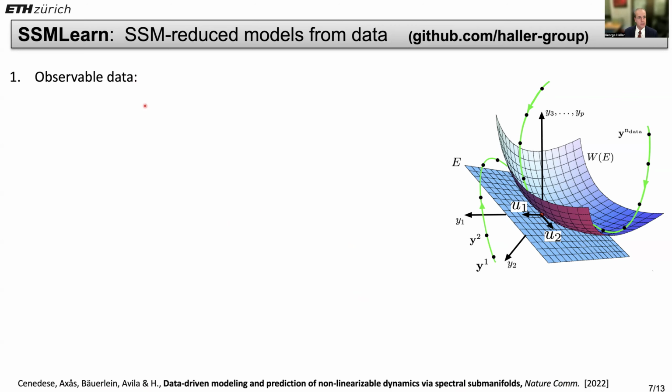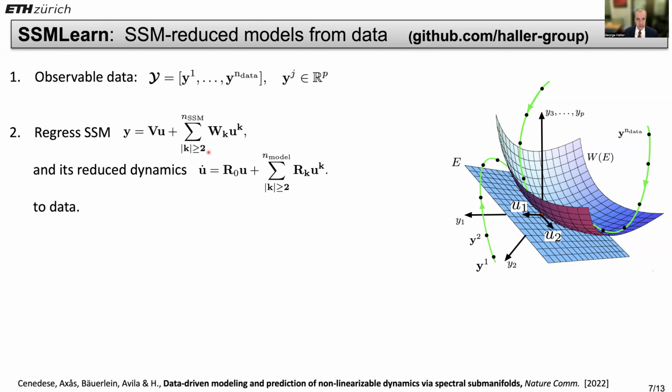You essentially start from data that you get from your observations, observable data. This is a data matrix. And the idea is, after you have cleared up the basic geometry of the slow spectral subspace, to regress an SSM, a spectral submanifold, to that, which is a graph over it, and also regress its reduced dynamics to the available observational data.